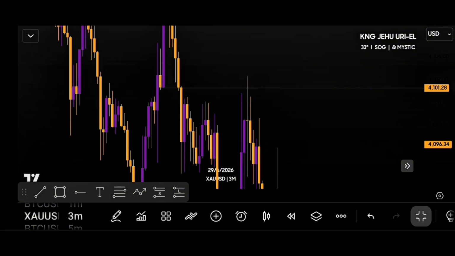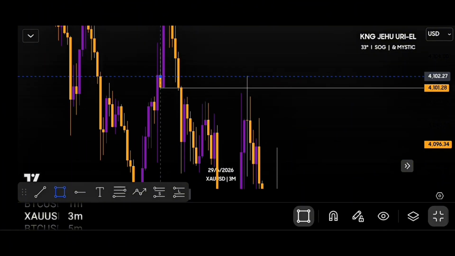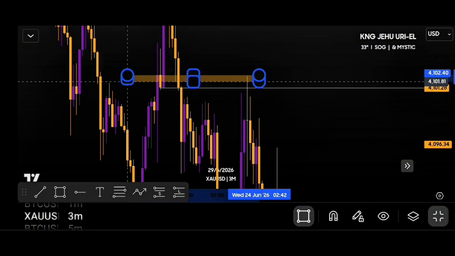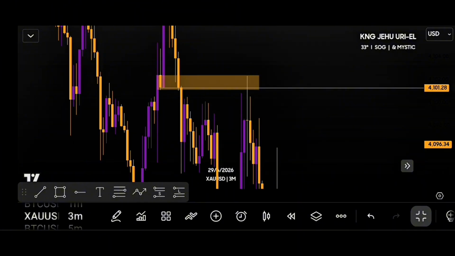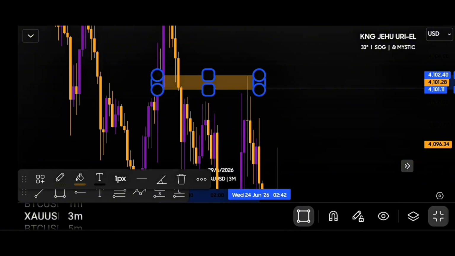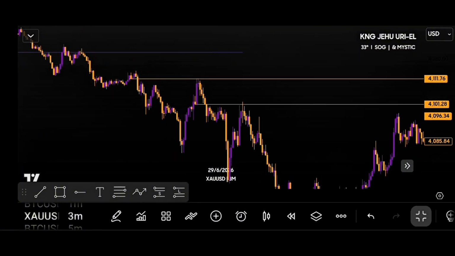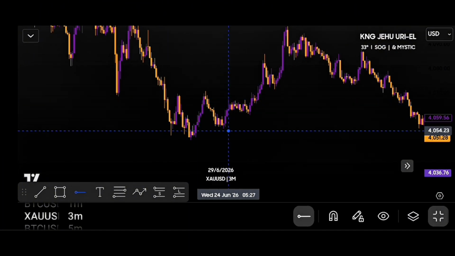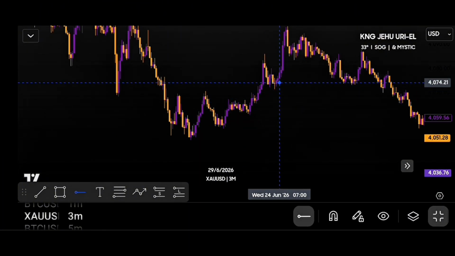Okay, for you guys, I don't understand. This is the block I'm talking about, this yellow one right here. So that's just it. And then after that, price came here, was consolidating around here, and then he started to buy. But what did he do before he started buying?